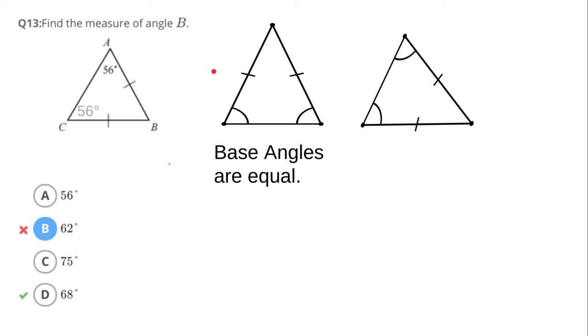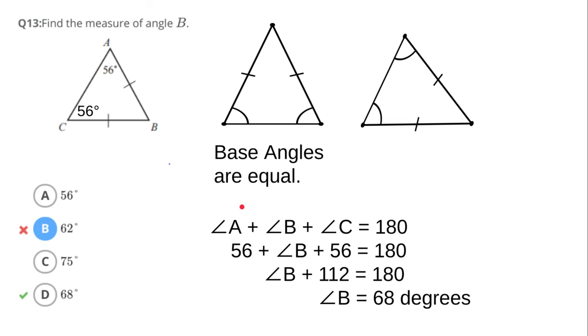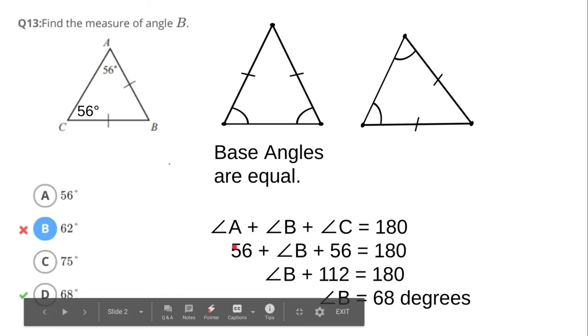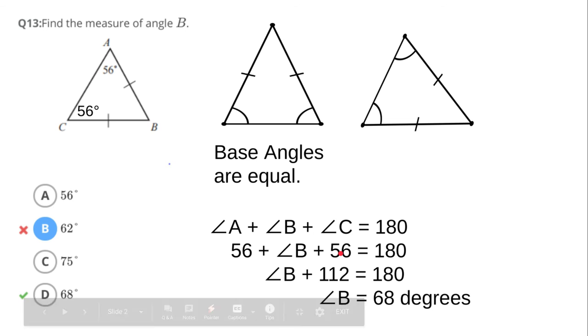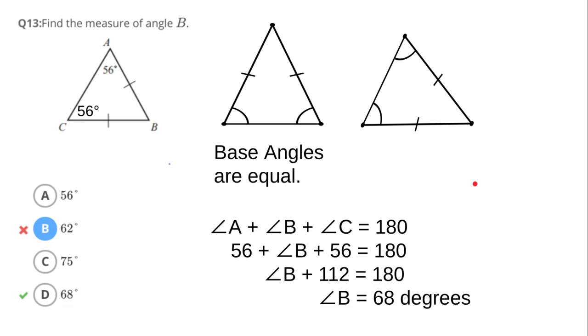So what we're looking at here is that this is 56 and this is 56, which means we have to solve for this angle right here. If we do our math, A plus B plus C, with 56 plus angle B plus 56 equals 180. So 56 times 2 is 112, and subtracting 112 from 180, we get 68 degrees.